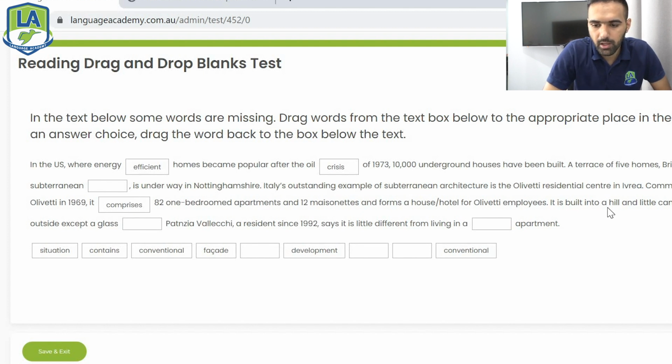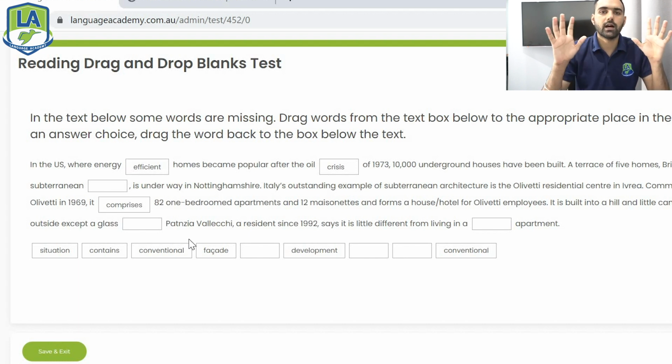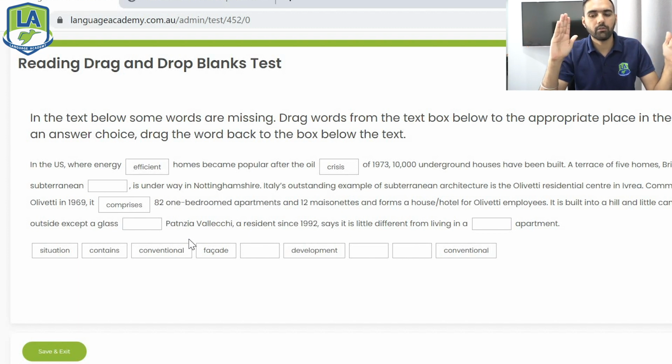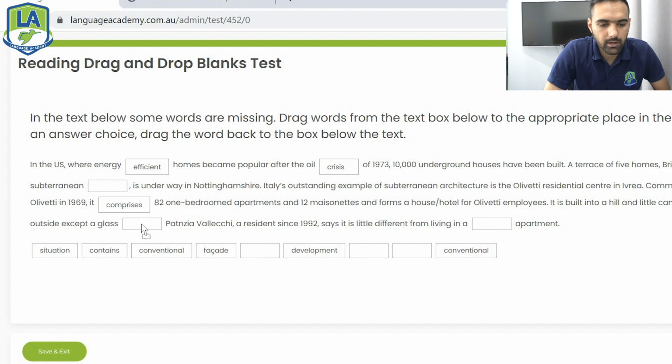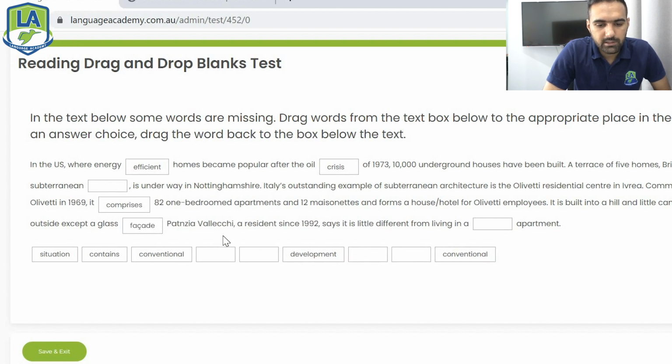It is built into a hill and little can be seen from outside except a glass. As I told you, facade is a word used for the front face of the house. So they can only see a bit of glass from the outside and they cannot see anything else inside the house. So a glass facade. A resident since 1992 says it is little different from living in a dash apartment. Okay, living in the house built into a hill is different from living in a dash apartment.